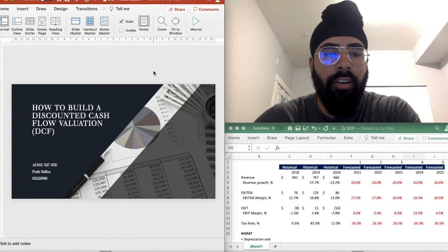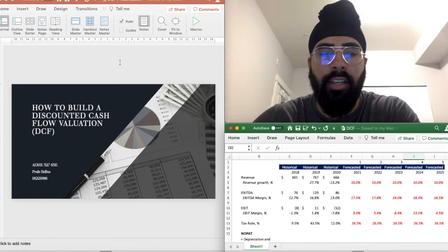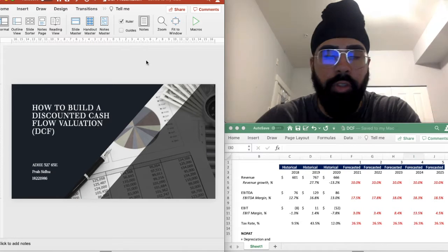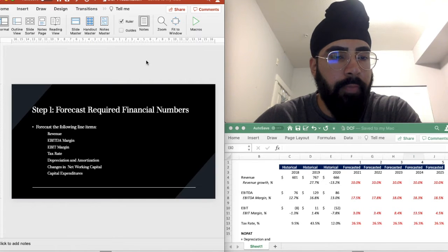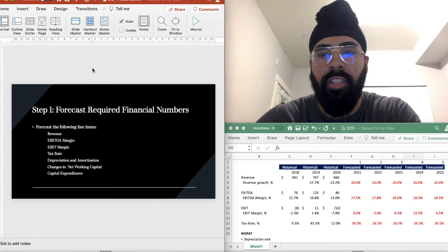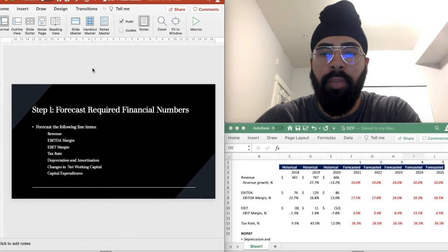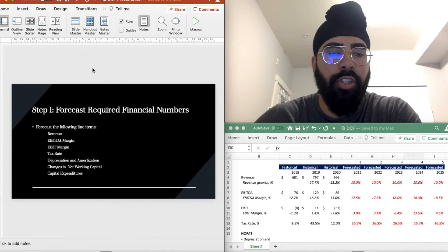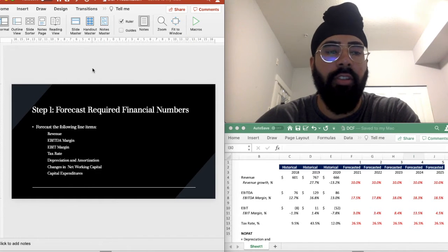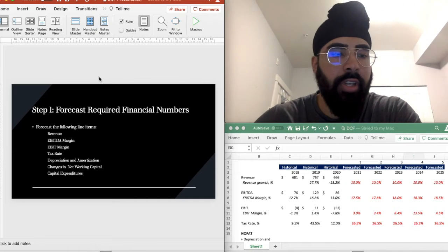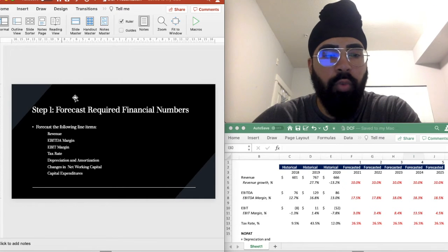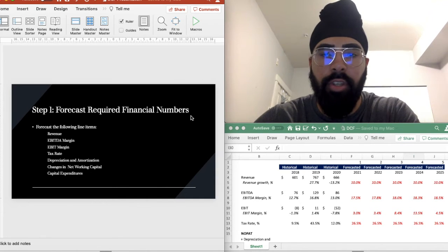And just to add on, throughout this we'll be going from presentation to Excel, just showing you how I'm filling out the DCF. But you'll figure that out as we go along. So I'll walk over the steps of how to perform a DCF analysis, and this is quite basic at the moment because of our time constraint, but it should be good enough to get people started on this topic. So for step one, you just want to forecast the required financial numbers.